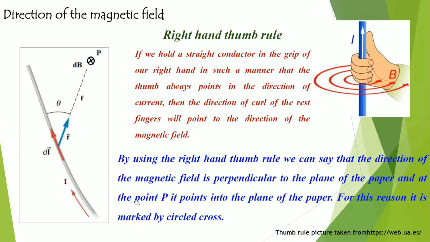So now the second case. As we know that magnetic field is a vector quantity, the magnitude of the magnetic field is determined from the Biot-Savart's law, and how do we determine the direction of the magnetic field at point P.